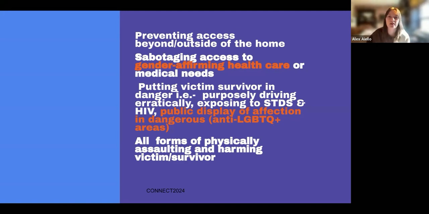And then putting the survivor in danger. An example could be driving erratically, exposure to STDs. But an example in a queer relationship could be purposely doing a public display of affection in a dangerous anti-LGBTQ area. So forcing the survivor to engage in public affection when that could lead to a confrontation or even violence from other people in the community could be really unsafe. And then all forms of physically assaulting or harming the survivor, putting your hands on someone else in a way that they are not comfortable with, would be physical abuse.